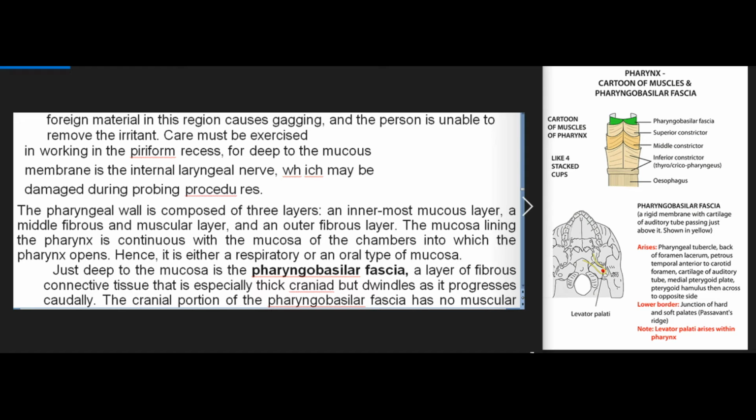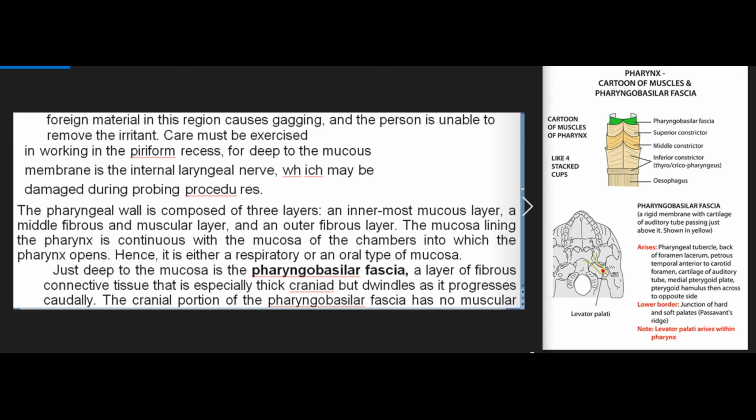The pharyngeal wall is composed of 3 layers: an innermost mucous layer, a middle fibrous and muscular layer, and an outer fibrous layer. The mucosa lining the pharynx is continuous with the mucosa of the chambers into which the pharynx opens. Hence, it is either a respiratory or an oral type of mucosa. Just deep to the mucosa is the pharyngobasilar fascia, a layer of fibrous connective tissue that is especially thick craniad but dwindles as it progresses caudally.